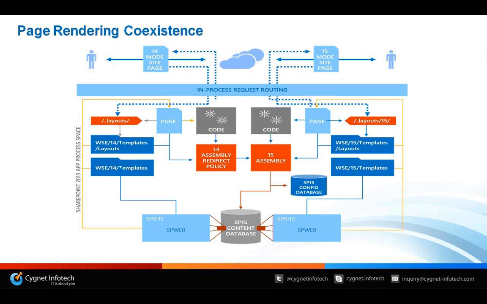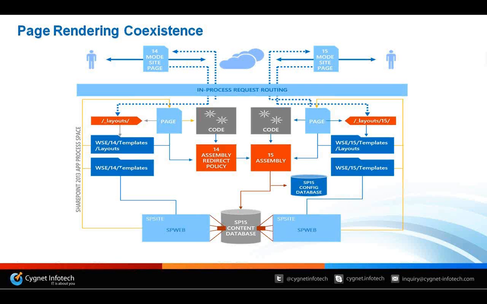Now here is the execution path for the SharePoint pages. SharePoint 2013 supports both 14 mode and 15 mode, so certain pages may be created for 14 mode and others for 15 mode. What will happen if a page is requested for 14 mode? That request will come to the assembly redirect policy, which will check and send the code to the SharePoint 15 assembly.